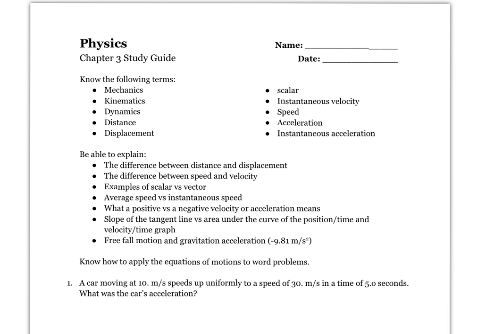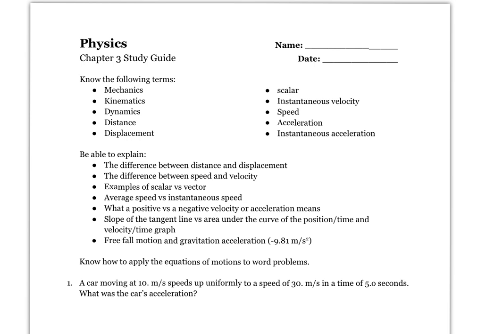What do we mean by average versus instantaneous? What do we mean between positive and negative velocity or acceleration? What do those things tell you if you have a positive or a negative of those? Slope of the tangent line versus area under the curve.